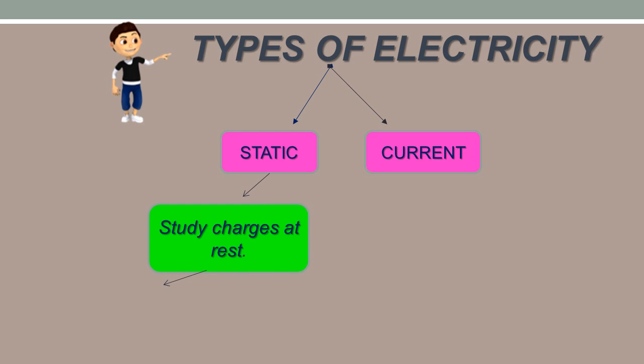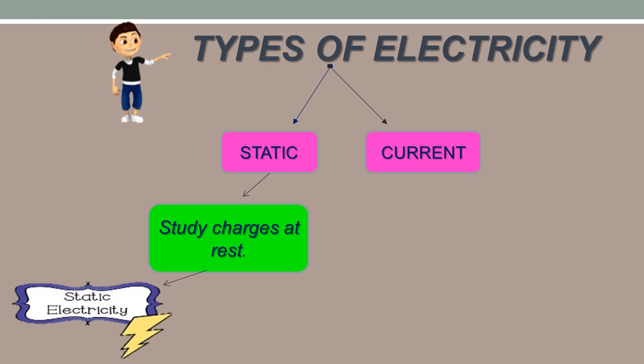Is there any example around you of static electricity? Yes, there is a very famous and very common example in your surroundings. Generally you have seen lightning in the sky. So lightning is an example of static electricity, as it is not in motion but still at a place produces a spark. That's why it is static electricity.